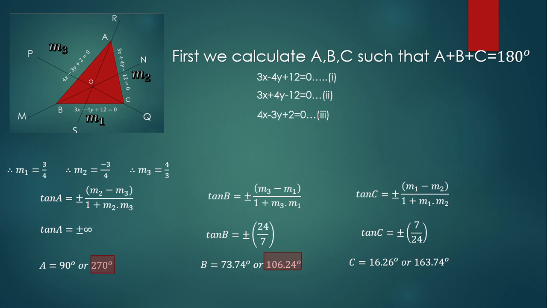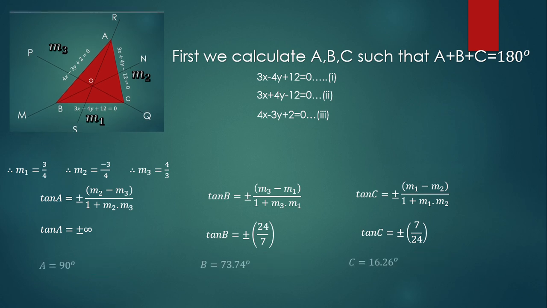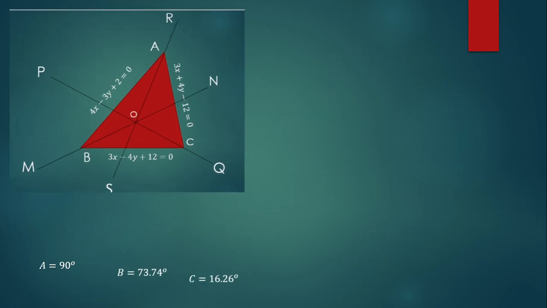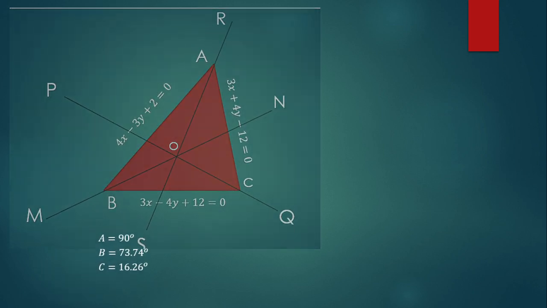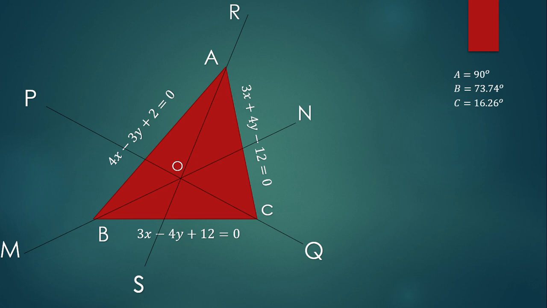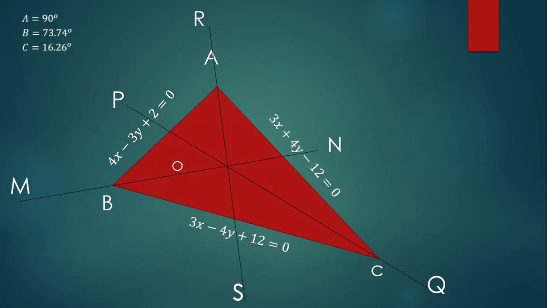But some of these angles will be rejected because we cannot make their sum 180 degrees by taking these values. So we reject those and accept only these values: A is equal to 90, B is equal to 73.74 degrees, and C is equal to 16.26 degrees. Okay, we have the angles A, B, C. So let's redraw the figure according to these angles.